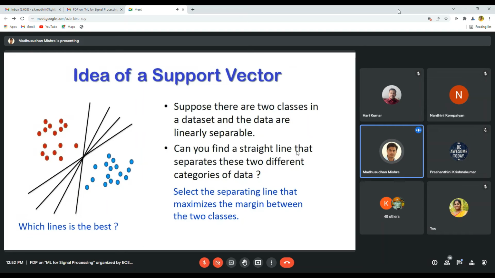Then only can we call it a good classifier, because if I consider that many lines are here, the best classifier, or the best line which separates these two, should have the maximum margin from the two, so that even if some noise comes, an object of one group should not go to the second one. So which line will be the best? The line which maximizes the margin between two classes will be considered the best separator.